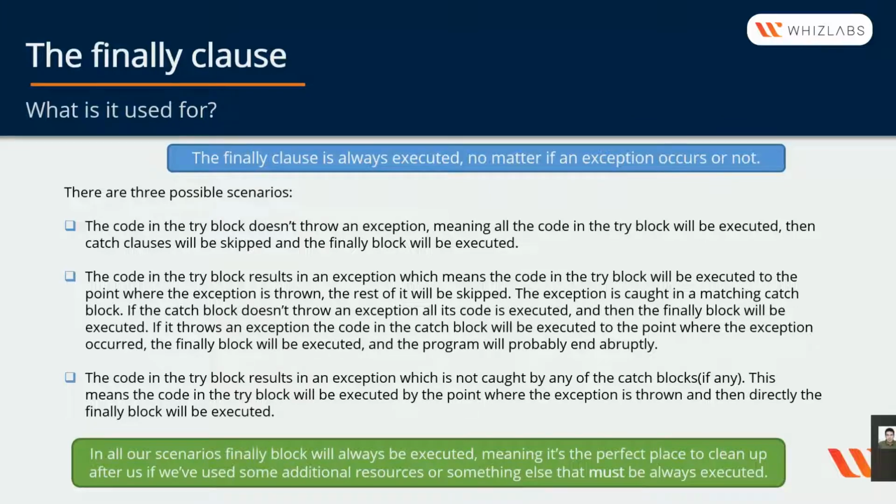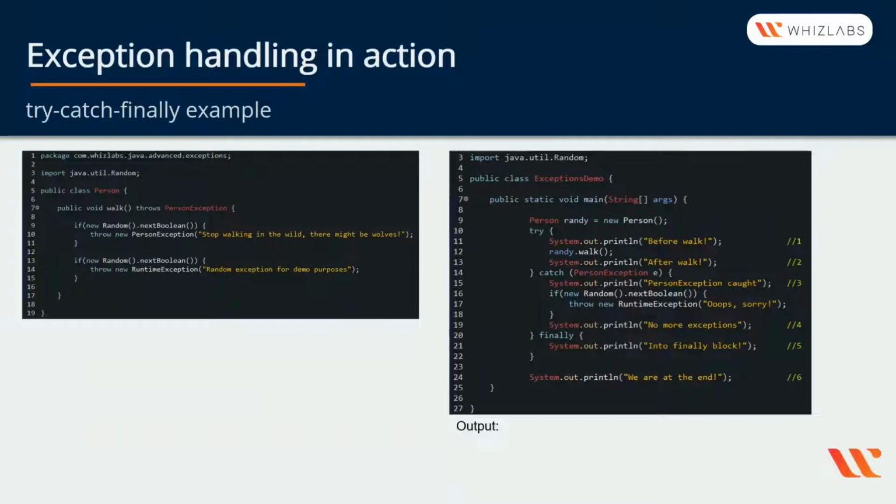Last option. The code in the try block results in an exception which is not caught by any of the catch blocks, if any. This means the code in the try block will be executed up to the point where the exception is thrown, and then directly the finally block will be executed. In all our scenarios, the finally block will be executed, meaning it's the perfect place to clean up after us if we have some additional resources or something else that must always be executed.